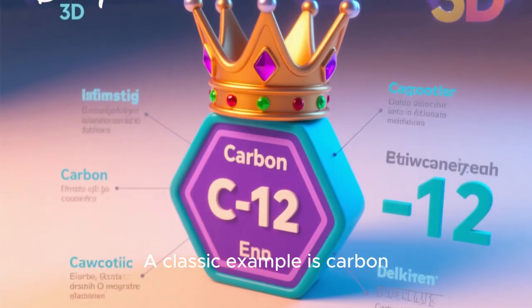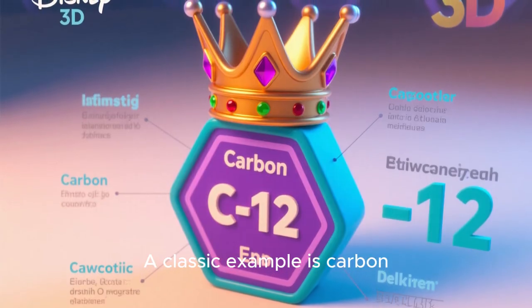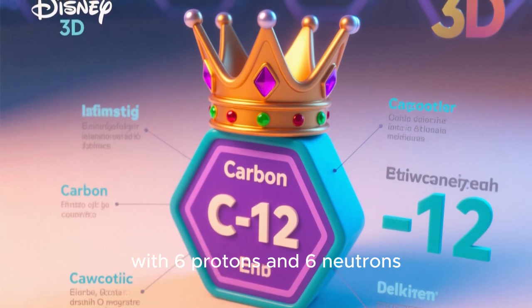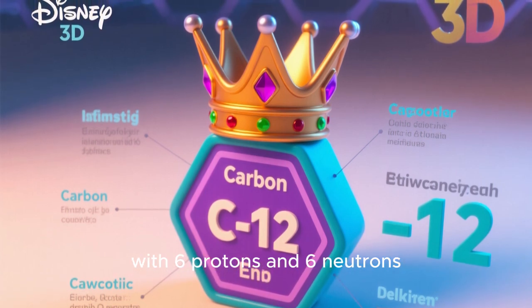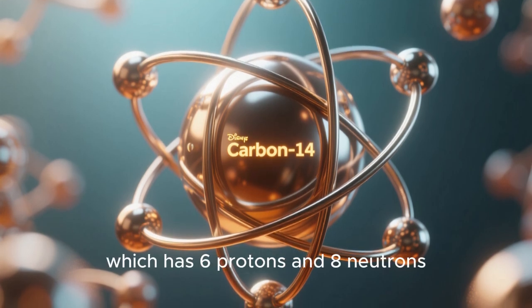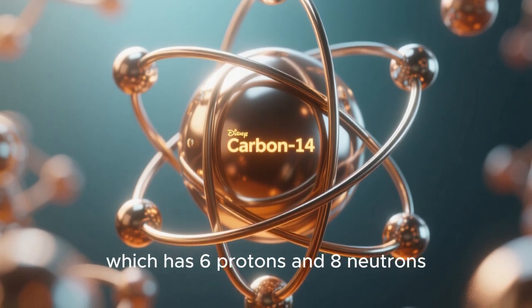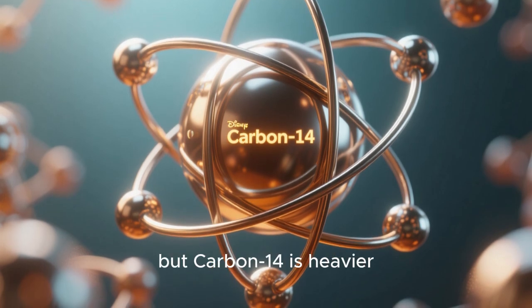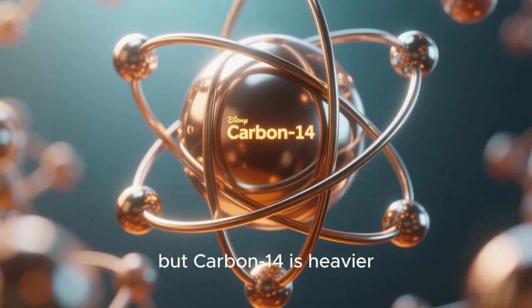A classic example is carbon. Most carbon atoms are carbon-12 with 6 protons and 6 neutrons. But a small fraction are carbon-14, which has 6 protons and 8 neutrons. They are both carbon, but carbon-14 is heavier.